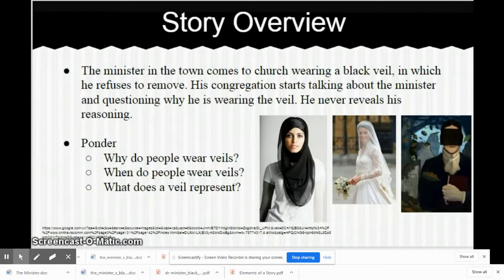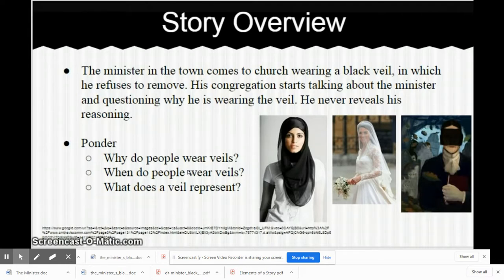Now, let me go over the overview of the story, okay? It's a synopsis. The minister in the town comes to church wearing a black veil, which he refuses to remove. His congregation starts talking about the minister and questioning why he is wearing the veil. He never reveals the reasoning. Now let's ponder. Why do people wear veils? When do people wear veils?